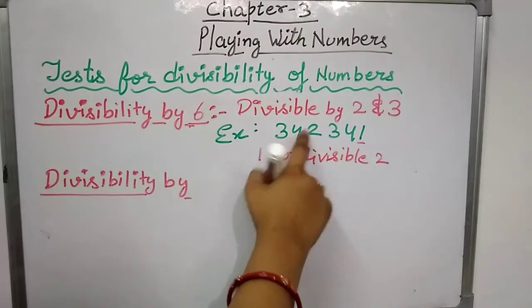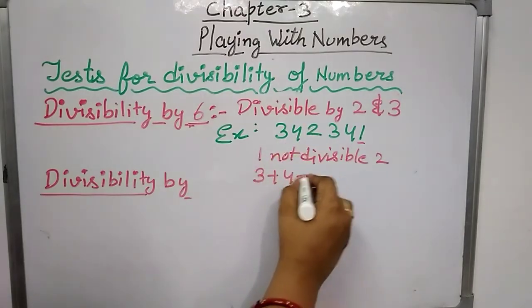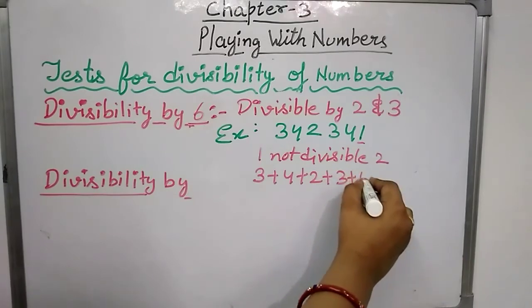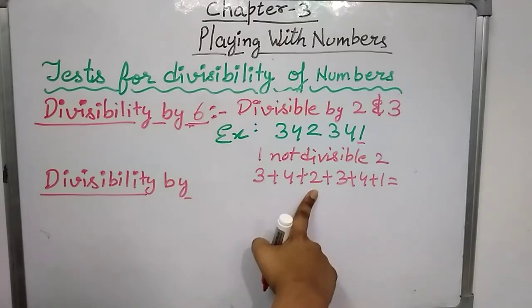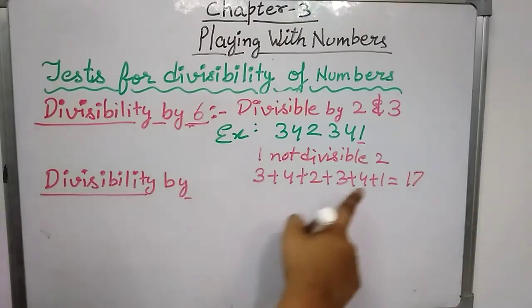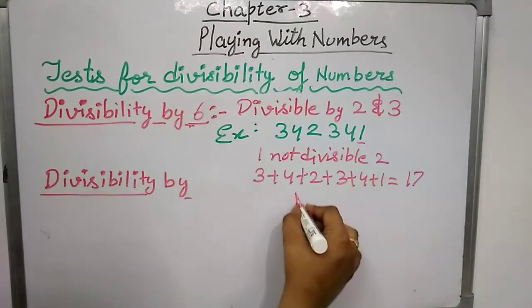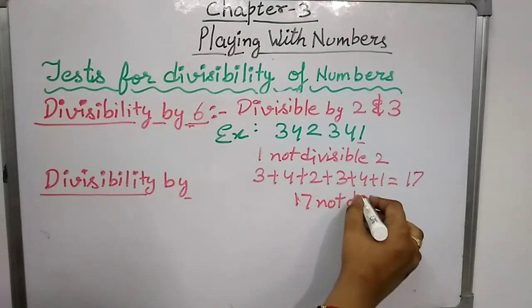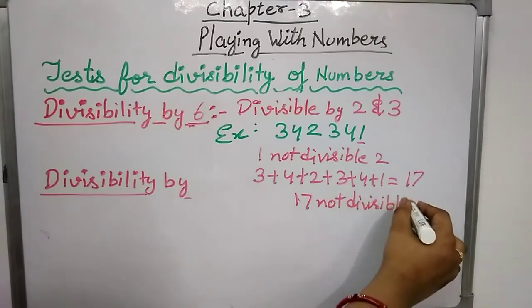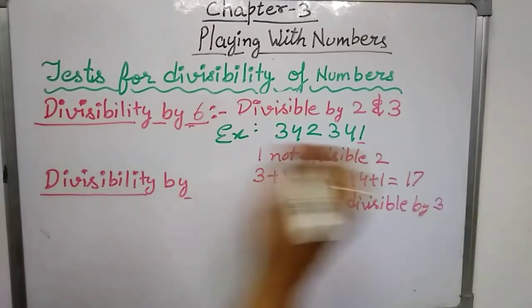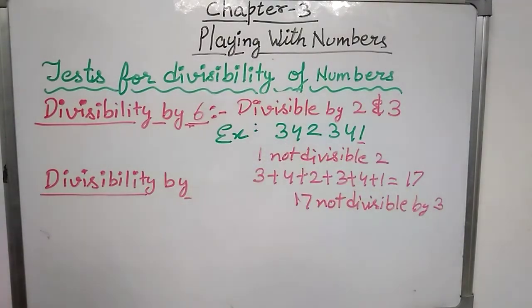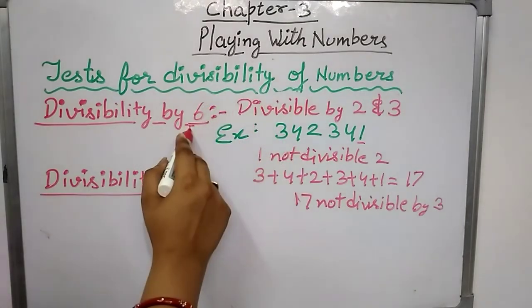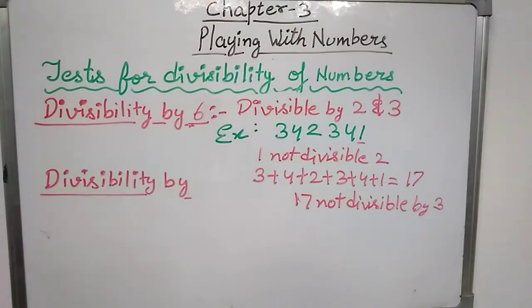Now let's check it for number 3. For number 3, we need to add all the digits. Add them all. Sum is 17. 17 is not divisible by 3. So this number cannot be divided by 2 and 3. So this is not divisible by 6 also. Let's take one more example.